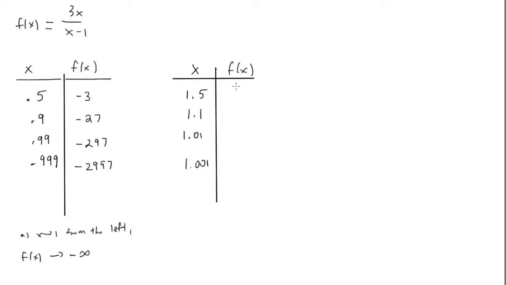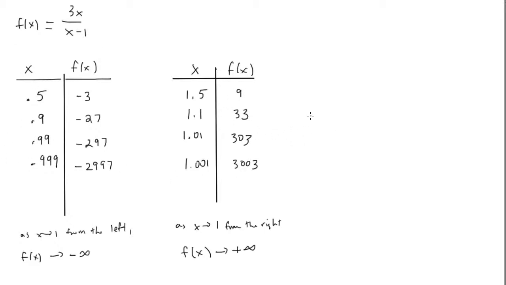So again, I pre-computed these just for the sake of time, and I got 9, 33, 303, and 3003. Okay, so the same behavior as what we saw in the last one, except that instead of the numbers getting more and more negative, these guys are getting more and more positive. So as x approaches 1 from the right, it looks like the f of x's are going to +infinity. Okay, so there's definitely something going on there at 1.